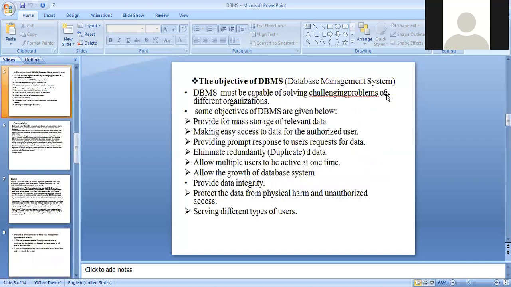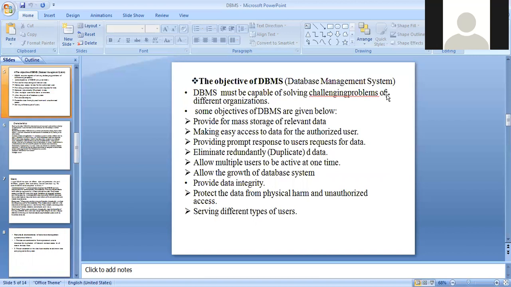Next is what? The objective of DBMS. DBMS is database management system. The database must be capable of solving challenging problems of different organizations. Means what? We can get some information about some hospital. So we can get it easily because we can use that DBMS, means database management system.